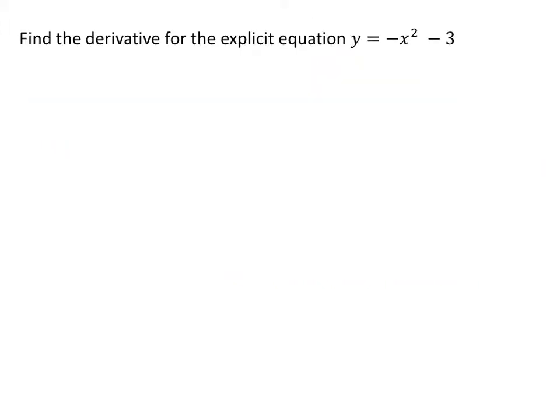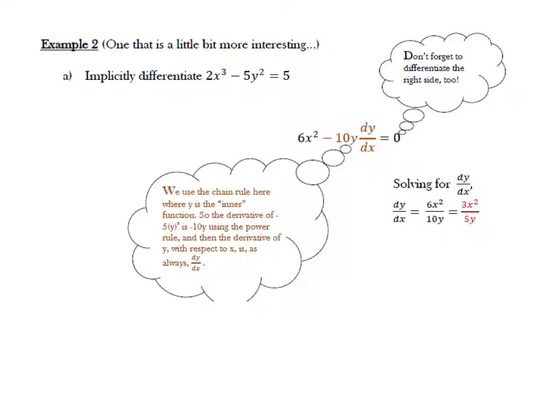So just to review, we can find the derivative for the explicit equation y equals negative x squared minus 3, because I find the derivative of y with respect to x, that's dy/dx. And I can just use my rules, so this would just be negative 2x. So I'm finding dy/dx. Okay, nothing crazy there. But now I give you a harder equation.